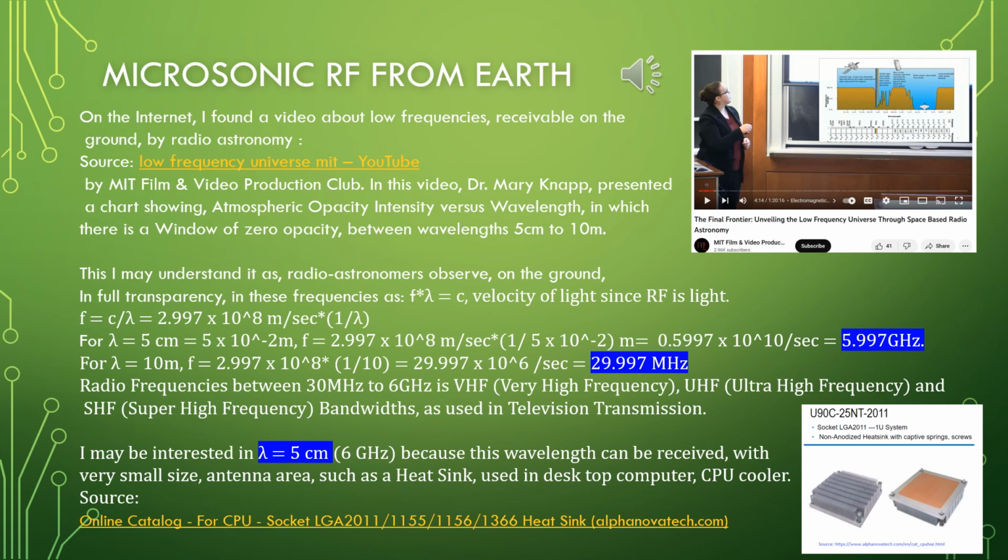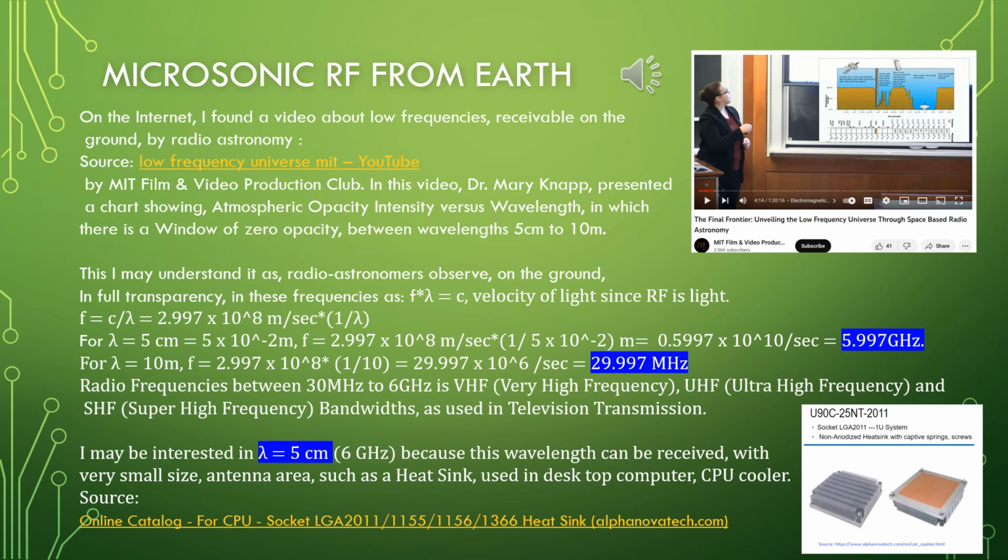Microsonic RF from Earth. On the internet, I found a video about low frequencies receivable on the ground by radio astronomy. Source: Low Frequency Universe, MIT, YouTube, by MIT Film and Video Production Club. In this video, Dr. Mary Kapp presented a chart showing atmospheric opacity intensity versus wavelength, in which there is a window of zero opacity between wavelengths 5 cm to 10 meters. I understand this as radio astronomers observing on the ground in full transparency in these frequencies, as f times lambda equals c, the velocity of light, since RF is light.